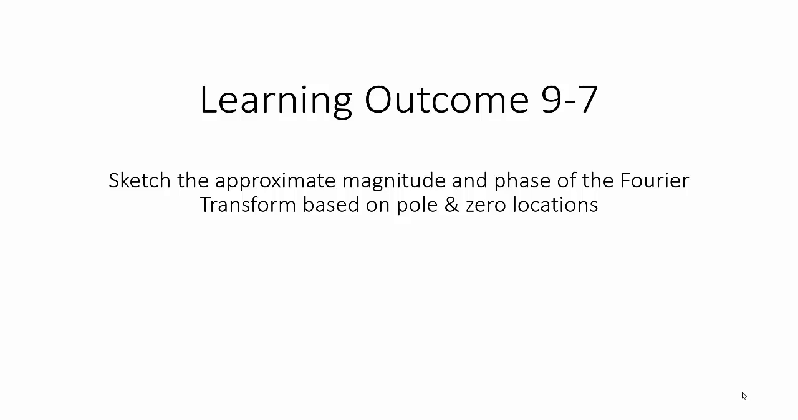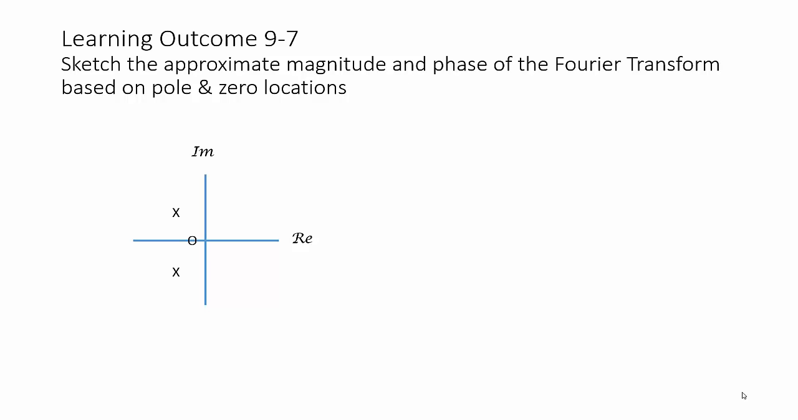Learning Outcome 9-7. Sketch the approximate magnitude and phase of the Fourier transform based on pole zero locations. You learned in Circuits 2 how to plot poles and zeros in the complex plane. We're going to build on this to get an estimate of the magnitude of the Fourier transform based on the locations of these poles and zeros.